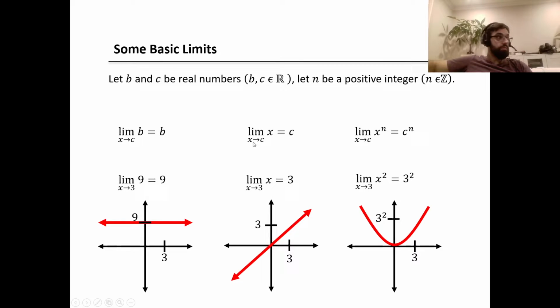Second one, the limit as x approaches c of x is going to be equal to c. So x is the graph of the line y equals x. So it's just that positive slope 1 line. And so whatever your limit is, you can just direct substitute your limit in for x. So if 3 is the input, the limit's going to approach 3 as the output. Third rule, the limit as x approaches c of x to the power of some integer n is just going to be c to the power of n. For example, the limit as x approaches 3 of x squared is just going to be 3 squared. So 3 is our input, 3 squared is our output.